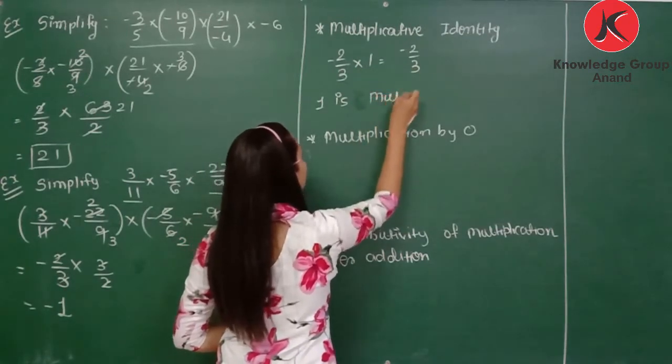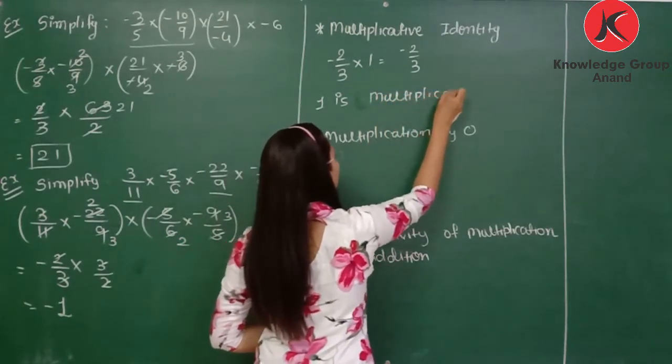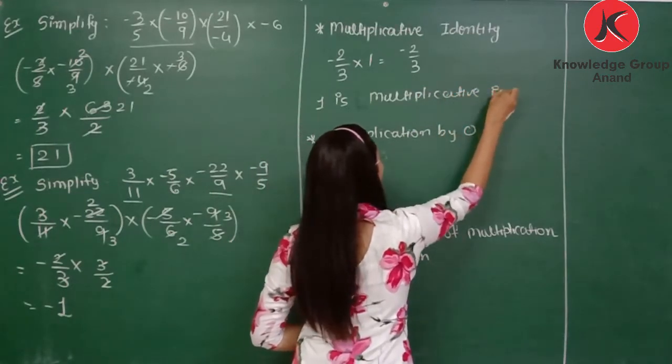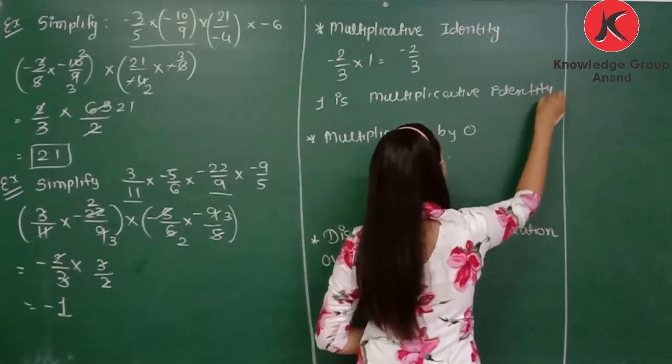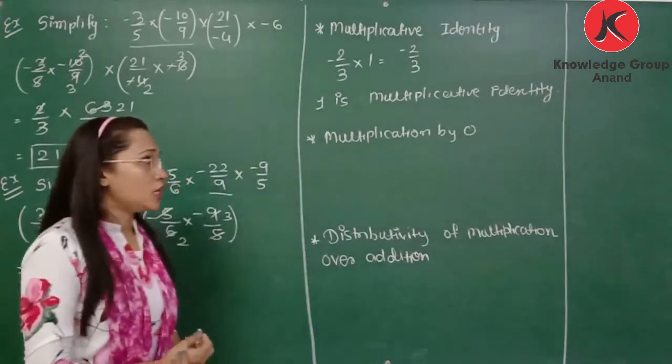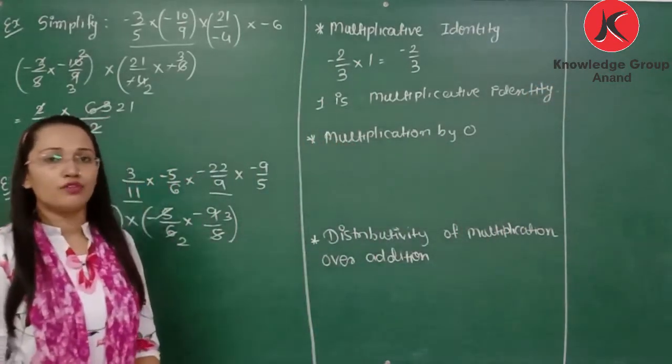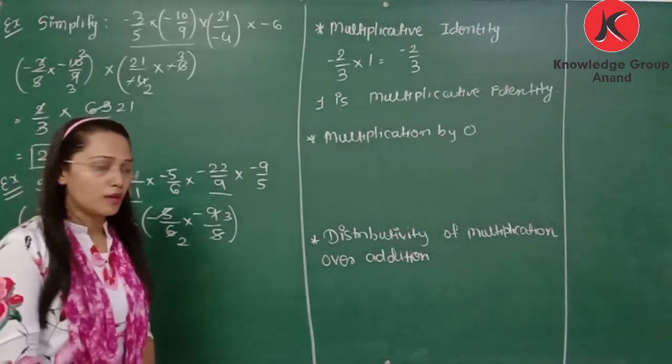multiplicative identity. Because if we multiply any rational number with 1, we will get the same rational number.